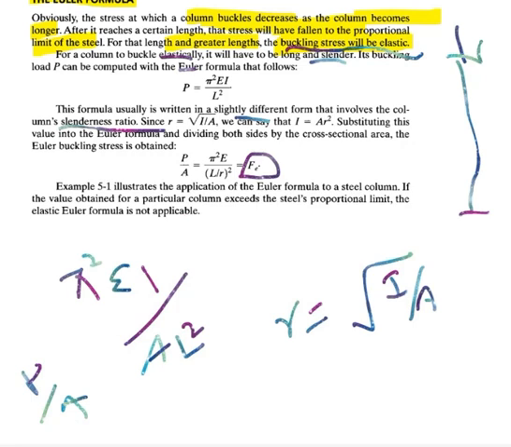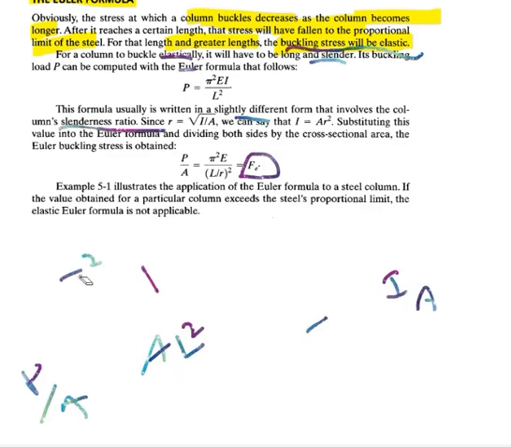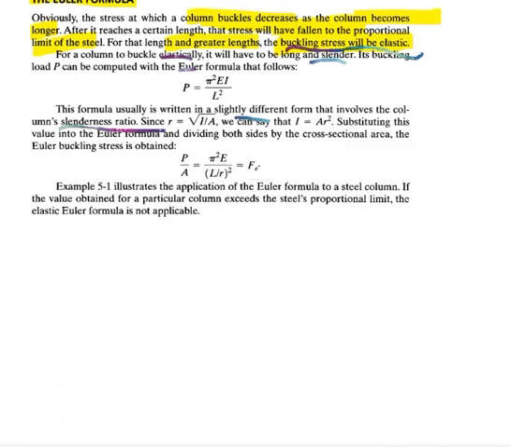In the figure, we will see the application of the Euler formula to a steel column. If the value obtained for a particular column exceeds the steel proportional limit, then the elastic Euler formula is not applicable. So one thing you have to understand is that if pi squared E by (L by r) squared exceeds the steel proportional limit, then that formula is not applicable.